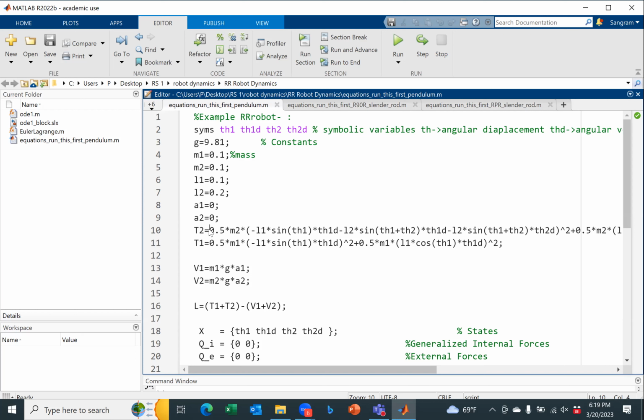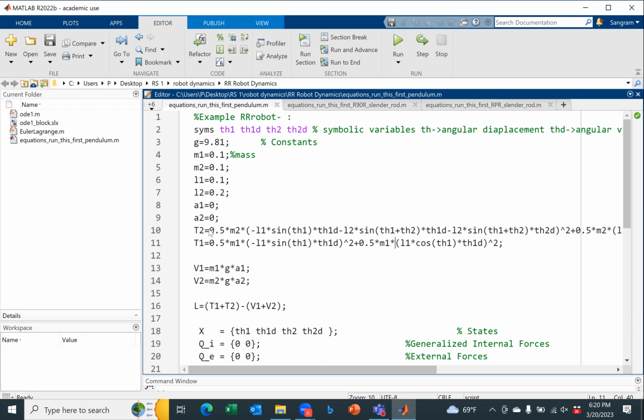Now, let's first look at the kinetic energy of the first mass. Can you see it is minus L1 sine theta 1 dot square plus 1/2 m1 L cosine theta 1 multiplied by theta 1 dot square. So this is the velocity of the first mass. Square of the velocity in the x direction plus square of the velocity in the y direction gives you the total kinetic energy.